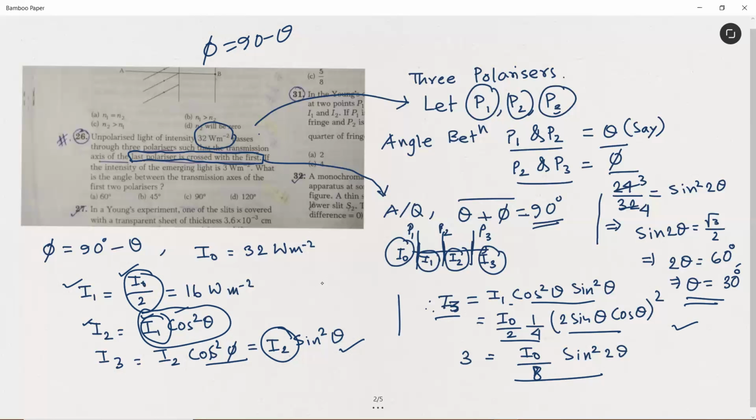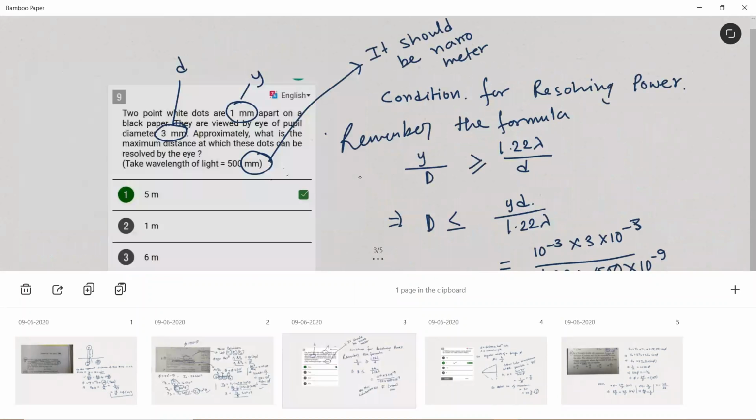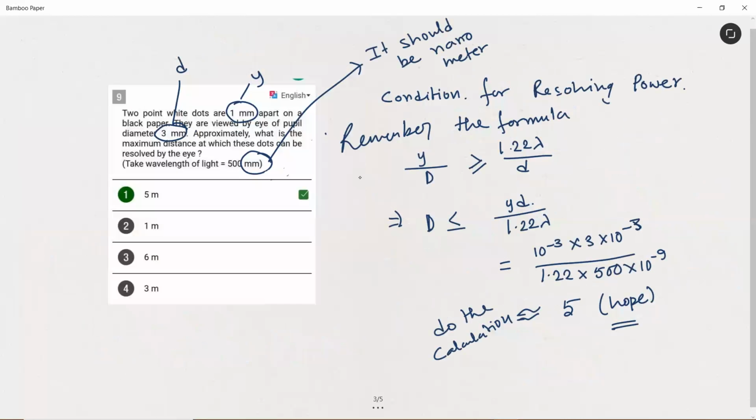So let us move to the next question that I have chosen. Two point white dots are 1 millimeter apart on a black paper. They are viewed by an eye of pupil diameter 3 millimeter.